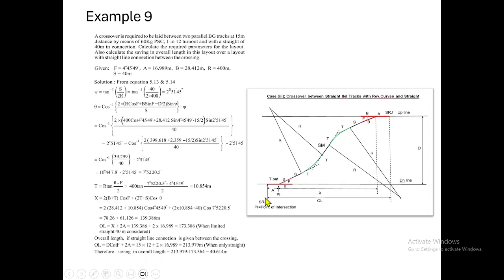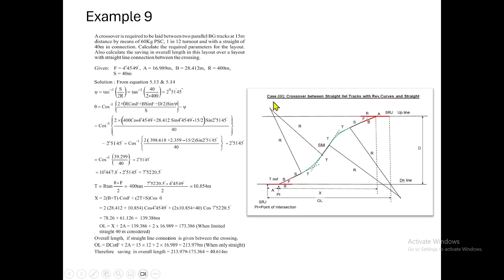The overall length, of course, for straight means d cot theta plus 2a. So d cot theta, d is 15 meter, cot theta equals simply the number of the crossing, that is 12. Adding 2a, we are getting 213.979 meter, if it is a straight connection. So saving, how much we got here: 213.979 meter. If you are providing a reverse curve with straight, as per this problem, 173.364, then we are able to get a saving of 40.611 meter.